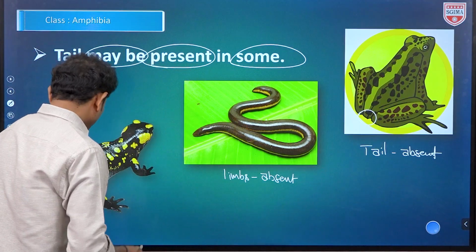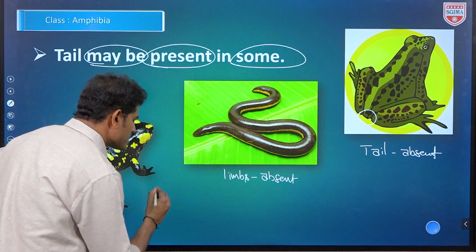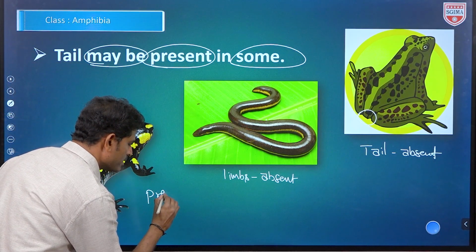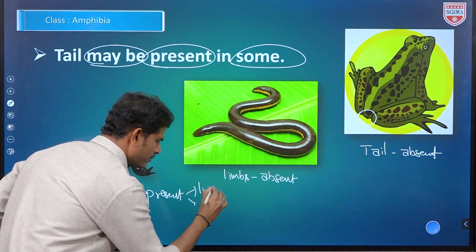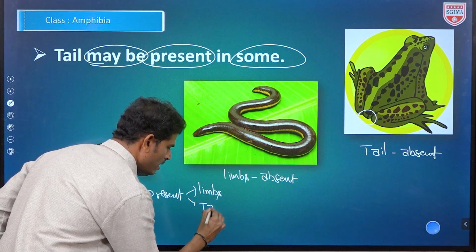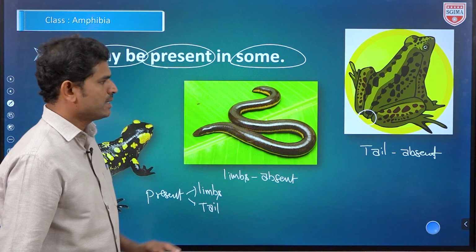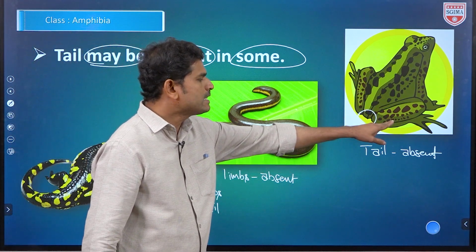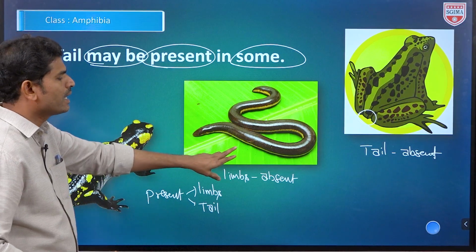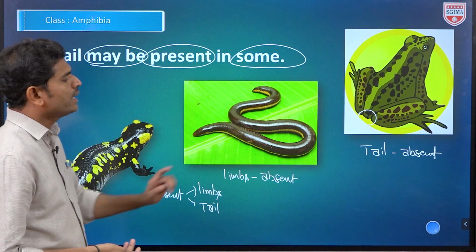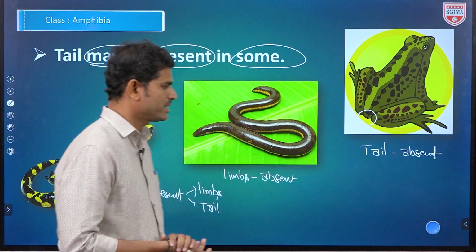Next one. Here, this is which one? Salamander, we know this. Limbs are present, tail also present. So what we can understand from this slide is that amphibians may contain limbs, but in some organisms limbs are absent.